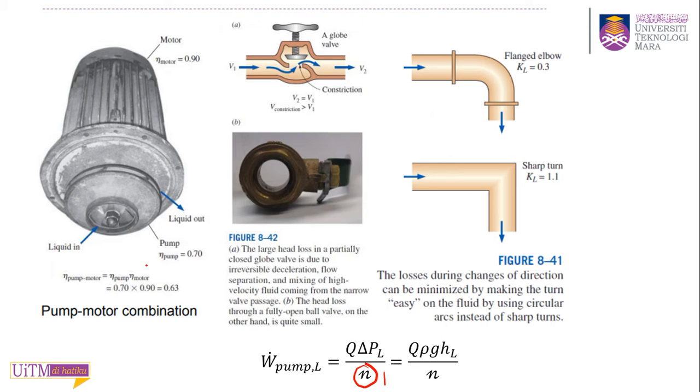And if you have the pump and motor working together, and each component has its own efficiency, in this example they have a pump efficiency and also the motor efficiency, so you need to multiply both efficiencies to get the total efficiency of this component, 0.63. If you use only a pump and there's no motor, just use the efficiency for the pump. So that's how you need to divide by that efficiency when you want to calculate the pumping power requirement.